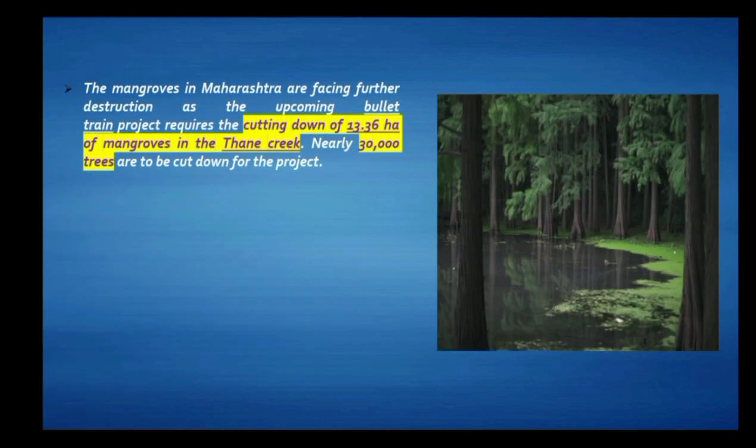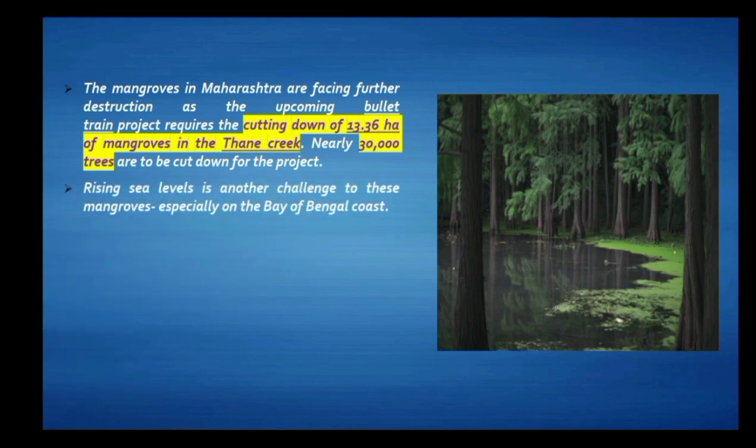The mangroves in Maharashtra are facing further destruction as the upcoming bullet train project requires the cutting down of 13.36 hectares of mangroves in the Thane Creek. Nearly 30,000 trees are to be cut down for the project. Rising sea level is another challenge to these mangroves, especially on the Bay of Bengal coast.